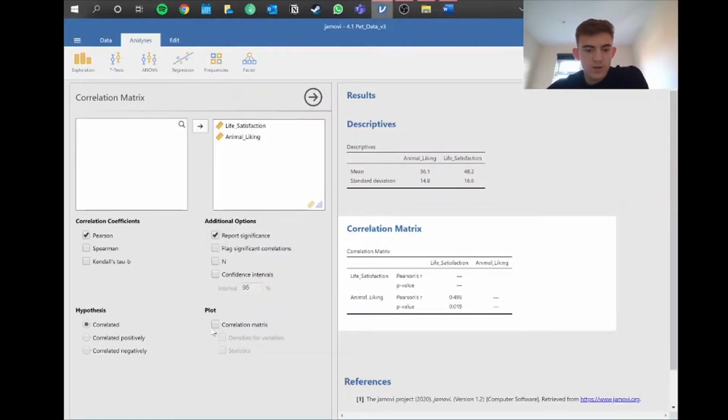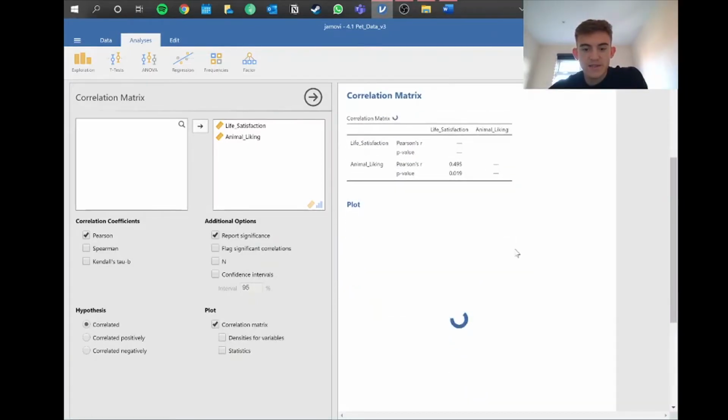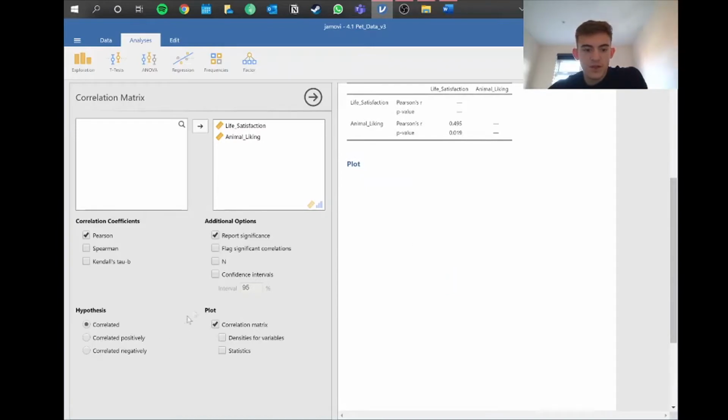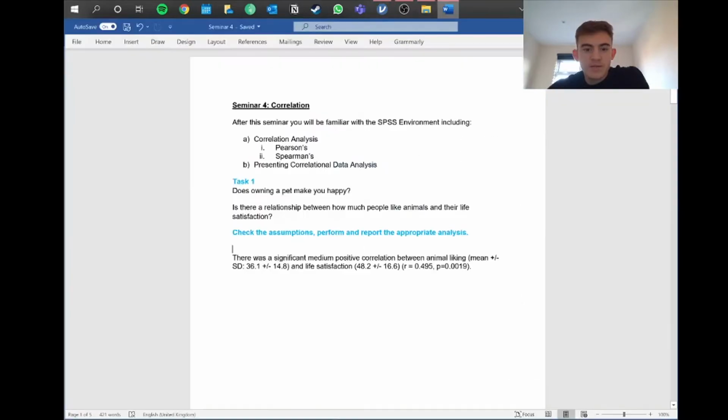Thing is, Jamovi can be a bit picky with how you do your graph. It's not the best software for graphs, but if you click plus here on the plot correlation matrix, it should give you some sort of graph. Yeah, so you see here you get this. Again, it's not the best, so if you want to use Excel for that graph, or SPSS, those are better alternatives, I think. This is how you do Pearson's.